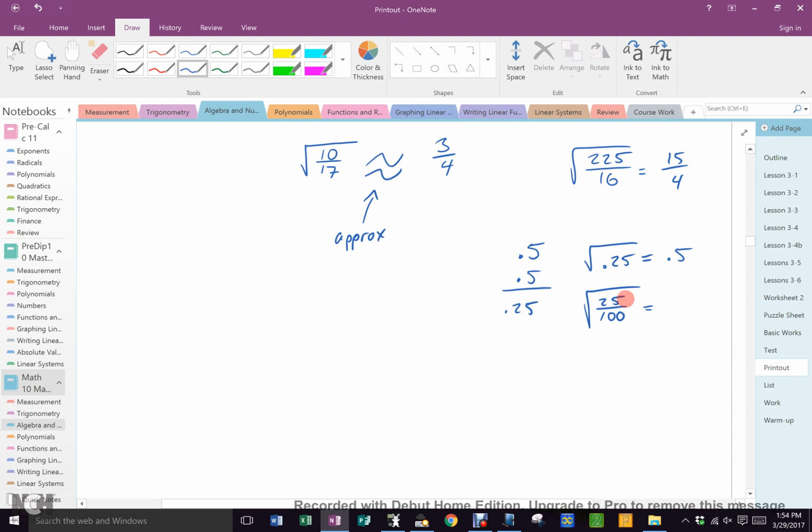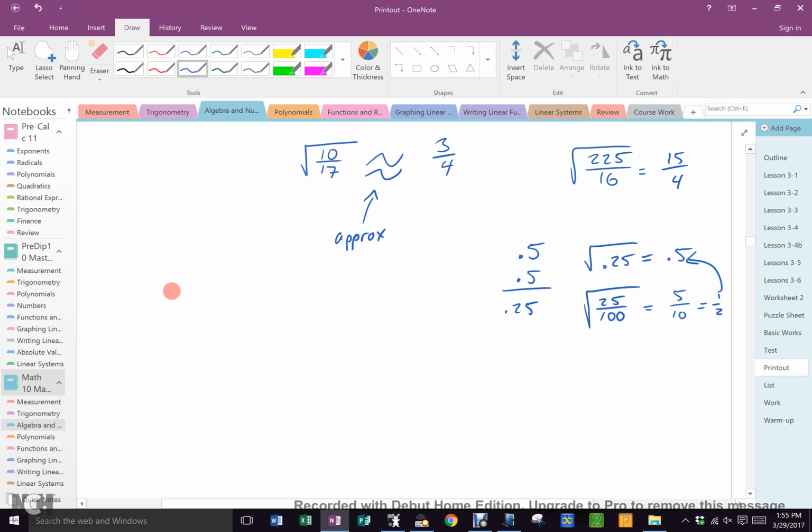Okay. What then happens if I ask you for the square root of 25 over 100? What's the square root of 25? 5. What's square root of 100? 10. What's 5/10? That's 1/2, which is the same as 0.5. Everybody cool? Everybody good?